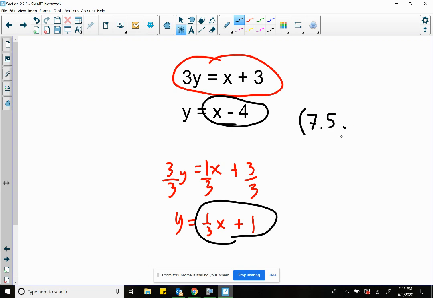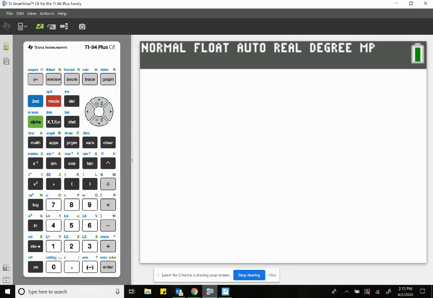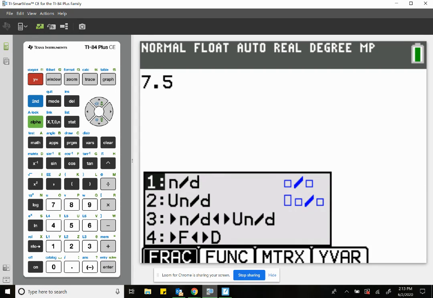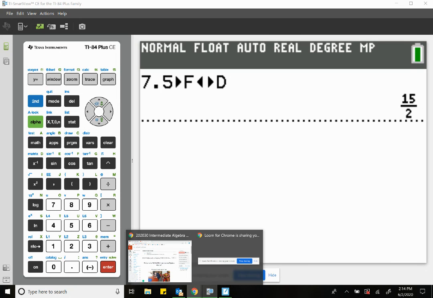7.5, comma 3.5. But most of the time, again, remember they want those fractions. So if you don't know what that is as a fraction, what you can do is you can come out here and say 7.5, Alpha, Y equals. Right down here at number 4, this is fraction to decimal, decimal to fraction. So if you scroll down to number 4 and hit enter and then hit enter again, there's your fraction for 7.5.